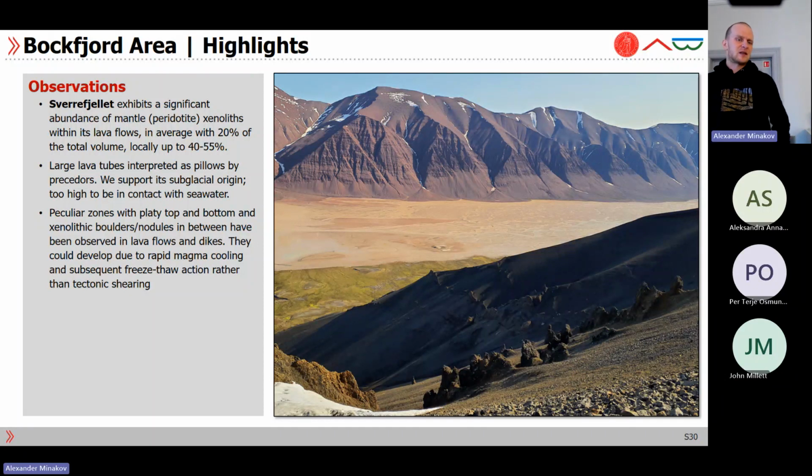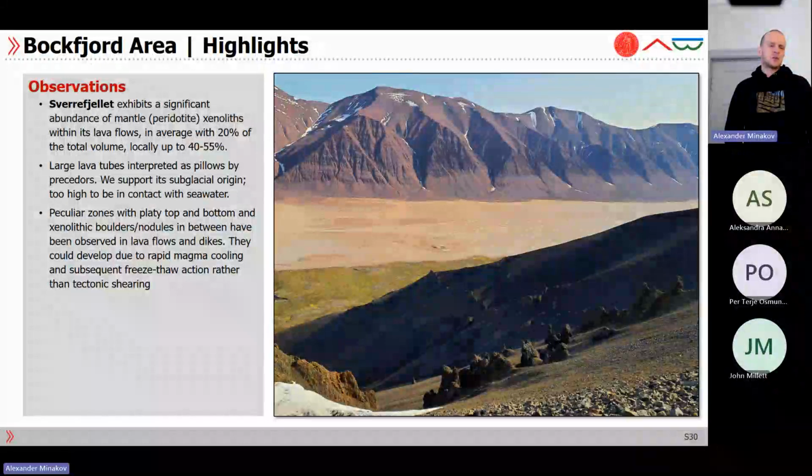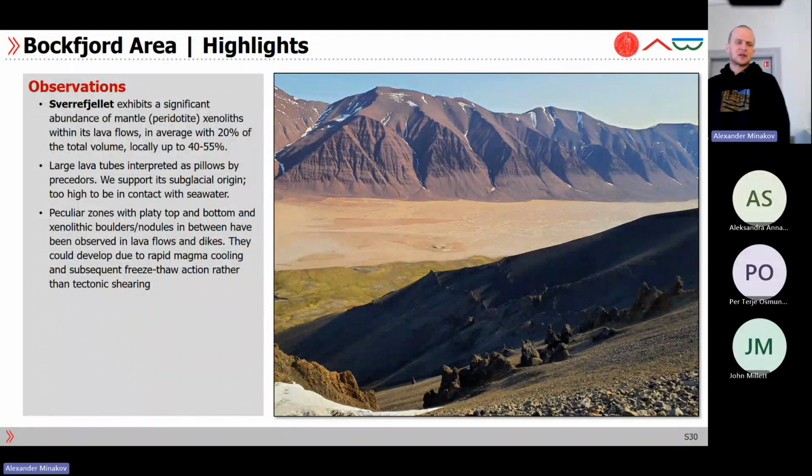So these large lava tubes or pillow lavas, which were interpreted by predecessors, most likely suggest subglacial origin, because it's too high to be in contact with seawater, but we have to check it with the existing geophysical models. What we want to focus on are these peculiar zones with platy tops and bottoms, and xenolithic boulders and nodules in between lava flows and dikes.